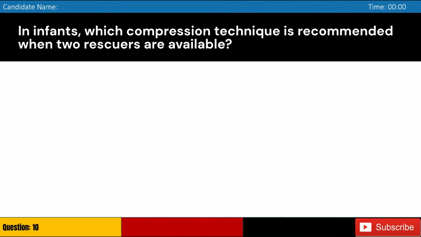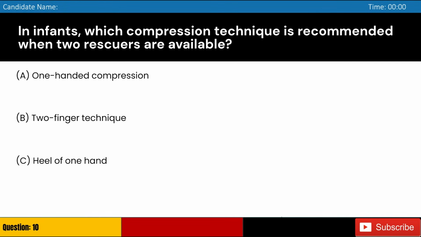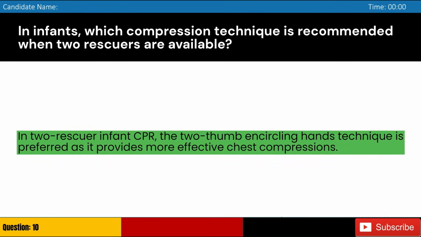In infants, which compression technique is recommended when 2 rescuers are available? A. One-handed compression. B. Two-finger technique. C. Heel of one hand. D. Two-thumb encircling hands technique. Answer: D. In two-rescuer infant CPR, the two-thumb encircling hands technique is preferred as it provides more effective chest compressions.